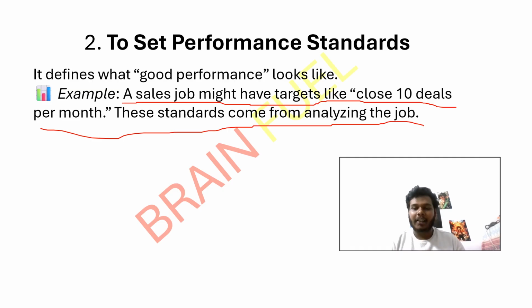See, if there are 10 different people, like person A does 20 sales, person B does 5 sales, person C does 7 sales, person D does 10 sales. So on an average, the 10 people do 9.5 sales per month. So the company sets a target of 10 sales per month. Okay, this is how setting performance standards works in job analysis.